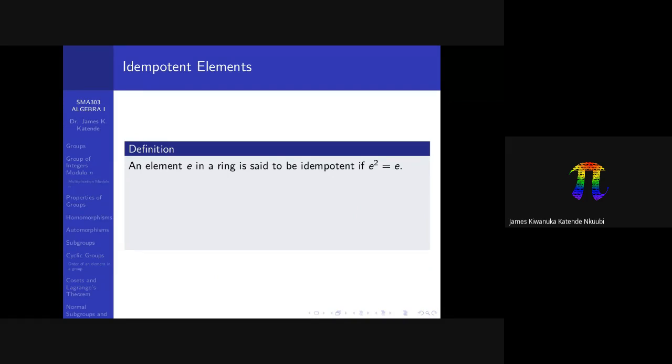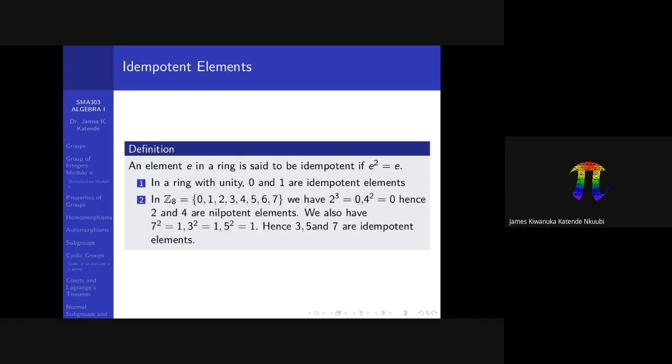So here is another definition. An element is idempotent if when you square it, it gives you the same element. So e squared is just equal to e. In a ring with unity, 0 and 1 will automatically be idempotent elements. Remember, not all rings will have the multiplicative identity, but if it's there, then 1 will also be an idempotent element. 0 is always there because it is the additive identity and must be there.